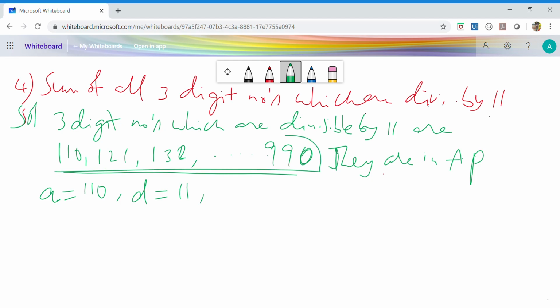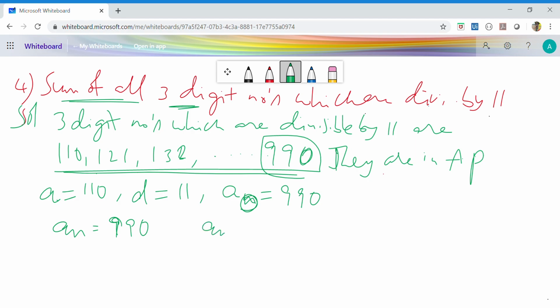So the last term is indicated by AN. AN is 990. So how many terms n are there? You have to find out. How many terms are there which are divisible by 11? You have to identify. So AN is equal to 990 we will take. He asked the sum of all 3-digit numbers, okay, but you have to find out how many 3-digit numbers which are divisible by 11 there are.